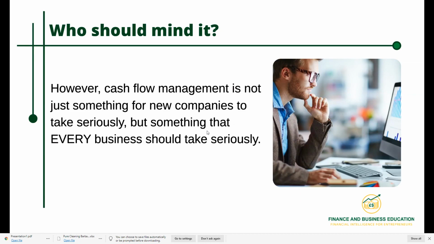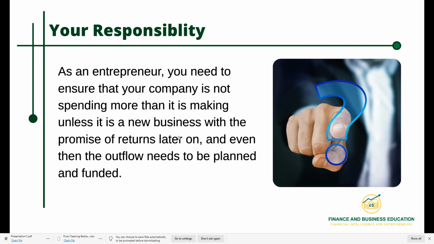Okay? So cash flow management is not just something for new companies, by the way. It's also something for every business to take seriously. I want you to take cash flow seriously. And your responsibility as an entrepreneur is to ensure your company is not spending more than it's making, unless it's a new business with a promise of returns later on. And even then, the outflow needs to be planned for and funded. That's your responsibility as a business owner.